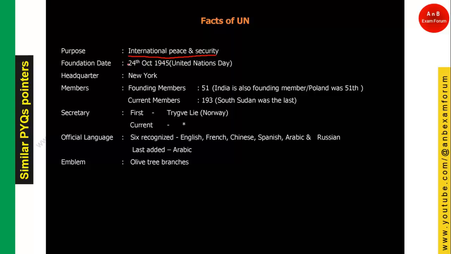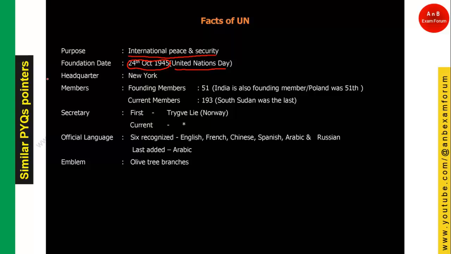A very important fact about United Nation is the foundation date. Remember this date by heart: 24th October 1945, the day on which United Nation was founded. That's why it is also known as United Nations Day. As you can think, after the World War finished, at that time United Nation was formed. The year at least you should remember is 1945, and if the exam asks the date, remember 24th October.